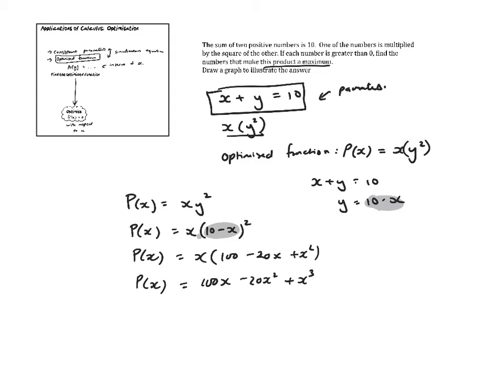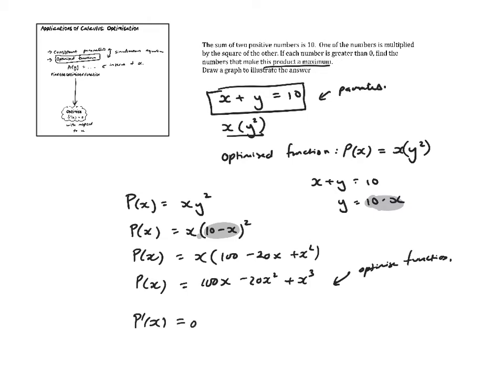Hopefully that makes sense. And that is now our optimized function. What we're going to do with it, the rest is quite simple: we're going to work out the derivative of P(x), set it equal to 0, and find those x values.